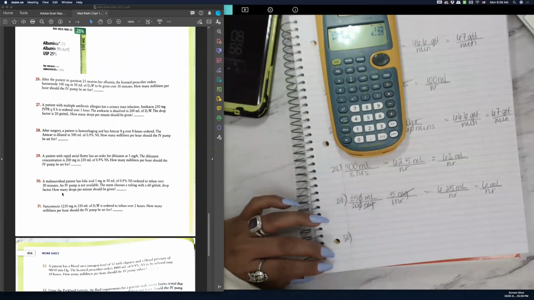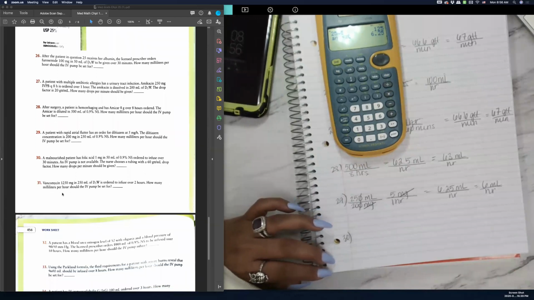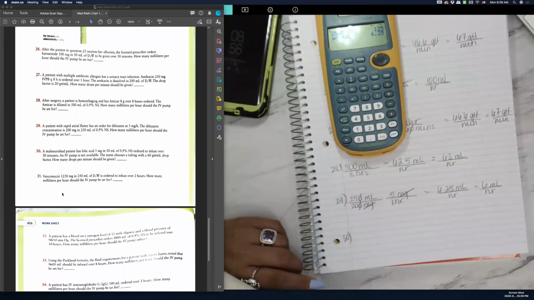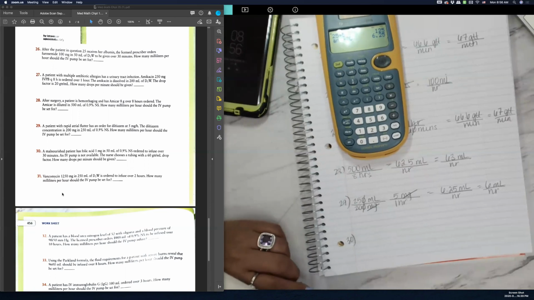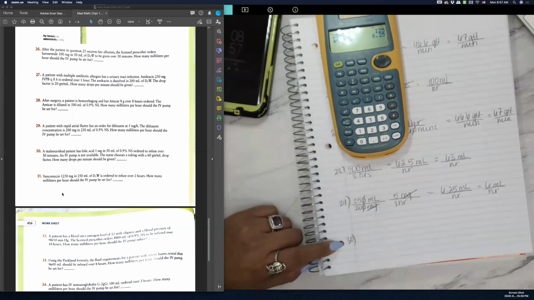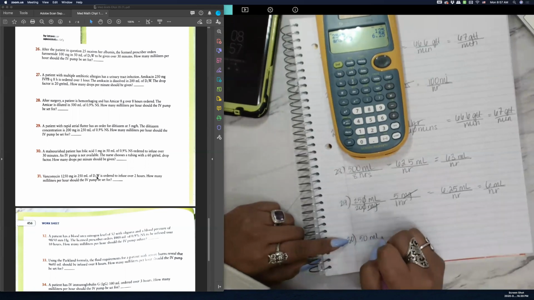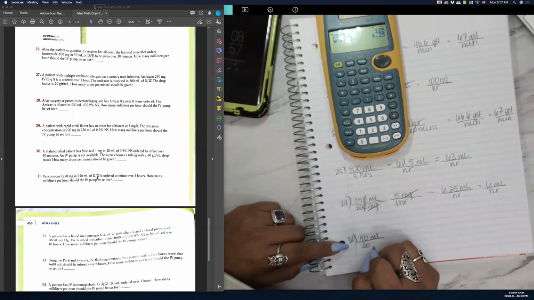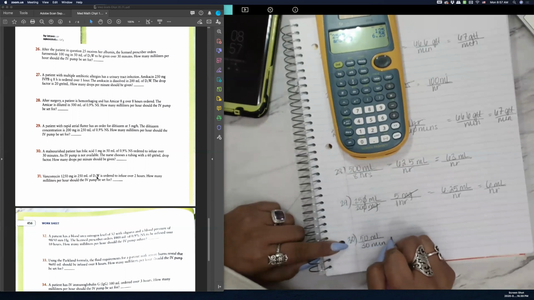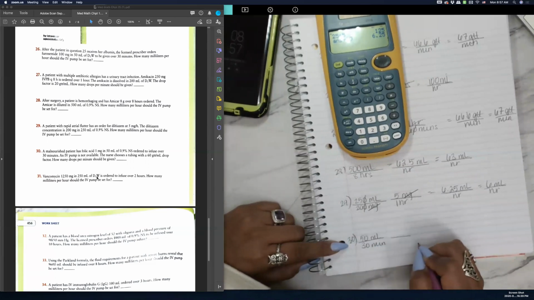A malnourished patient has folic acid 1 milligram in 50 milliliters of 0.9 NS ordered to infuse over 30 minutes. The IV pump is not available. The nurse chooses a tubing with a 60 drops per milliliter drop factor. How many drops per minute should be given? Okay, so our volume is 50 milliliters. Our time period it's going to be infused over is 30 minutes. And we have a drop factor of 60 drops per milliliter.